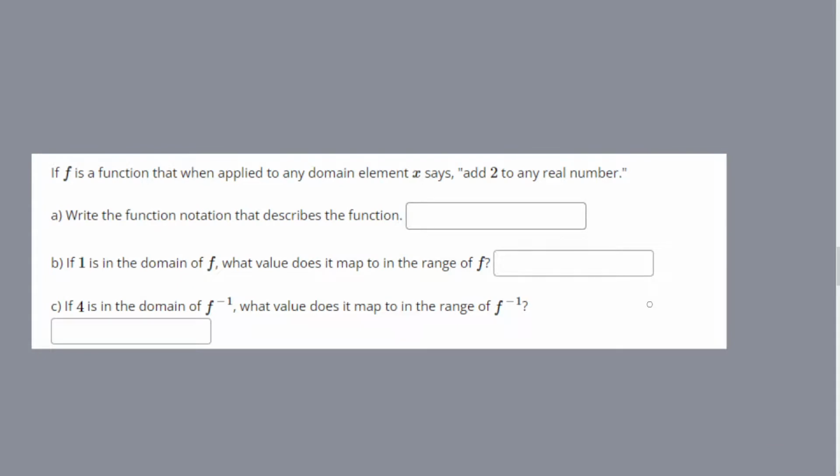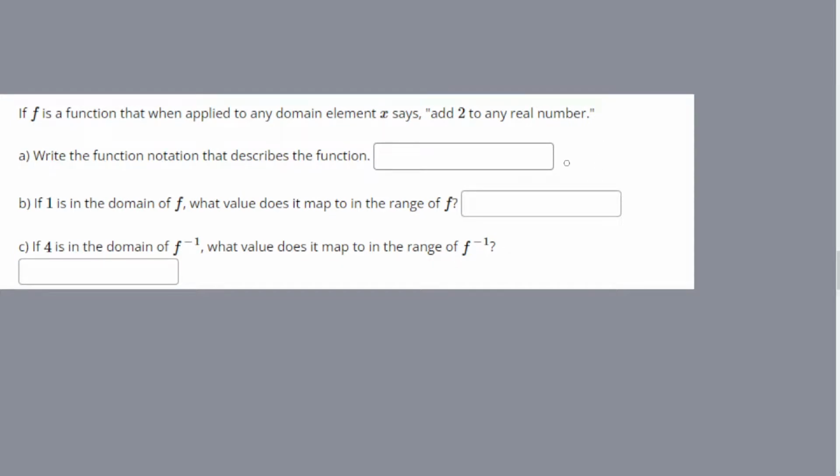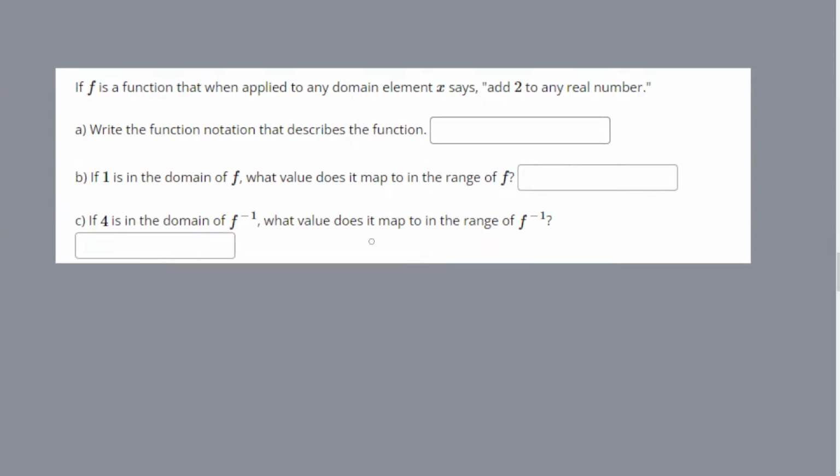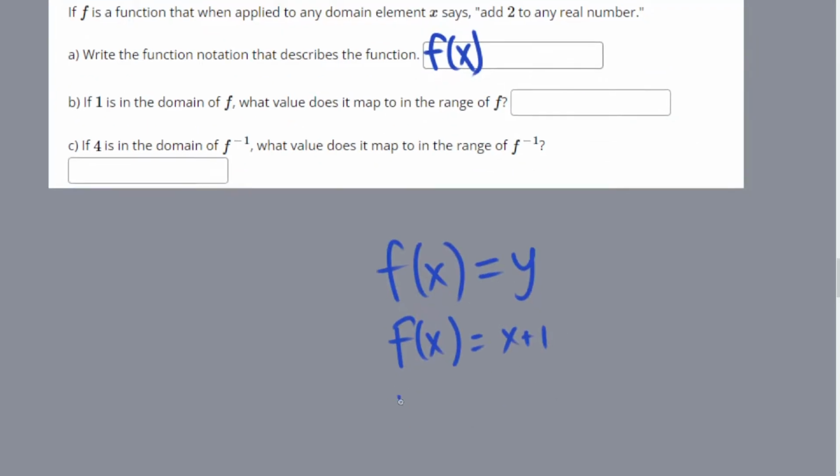If f is a function, so this here is talking about making functions with word problems. If f is a function that when applied to any domain element x says add 2 to any real number, we want to write that in. So it sounds really confusing and hard to parse through at first, but it's more simple than it might look. So it's saying add 2 to any real number. So in function notation, we do f of x. Now, f of x is exactly the same as y. So you could write f of x equals x plus 1, and you could write y equals x plus 1. These are exactly the same.